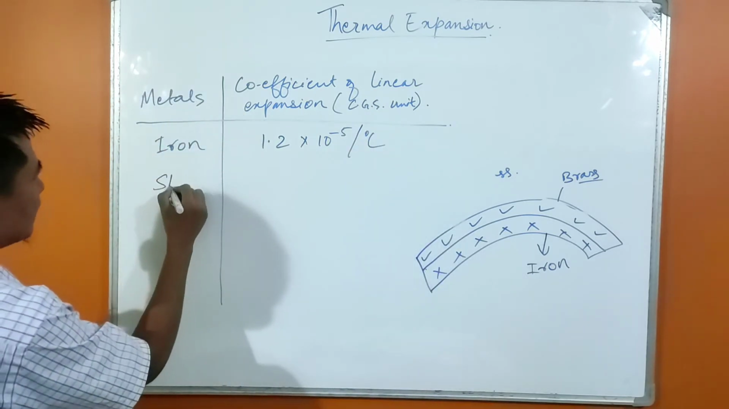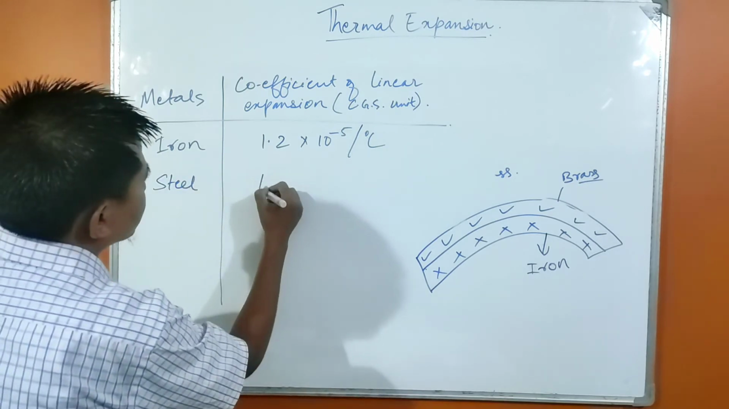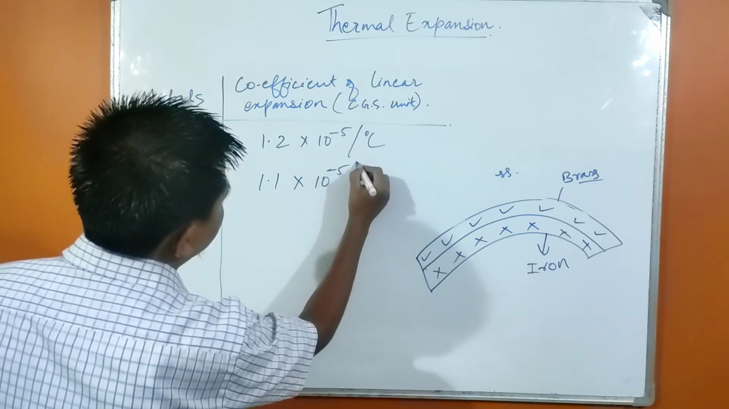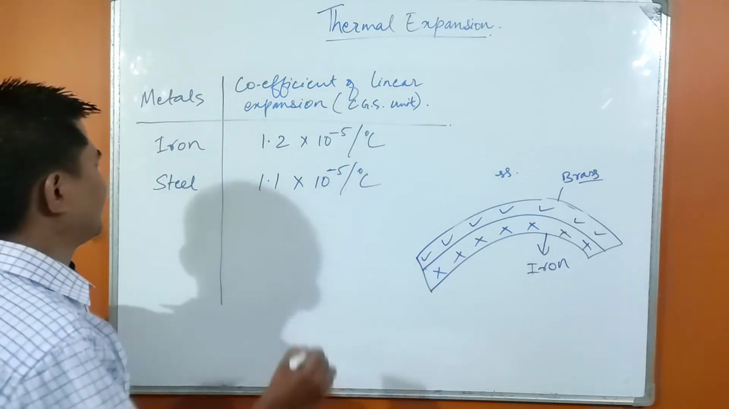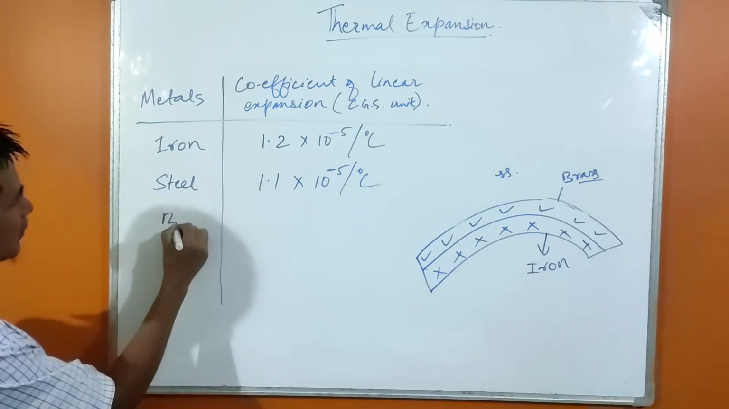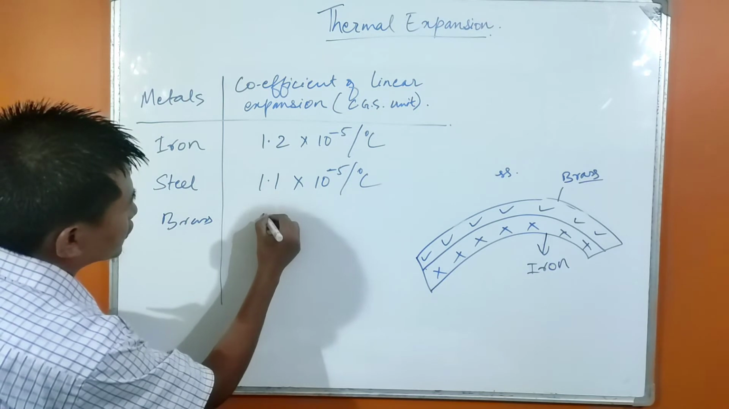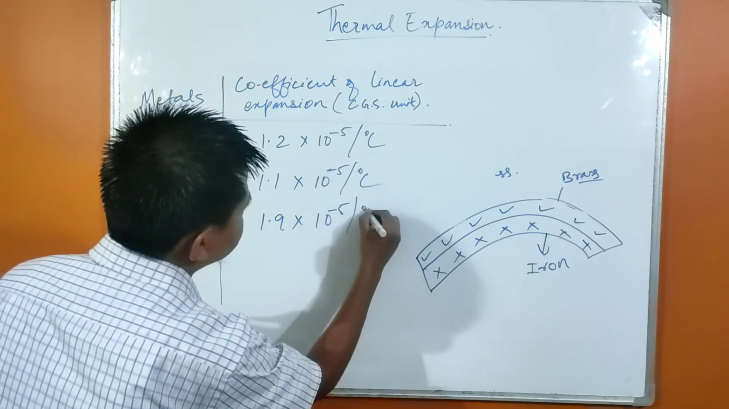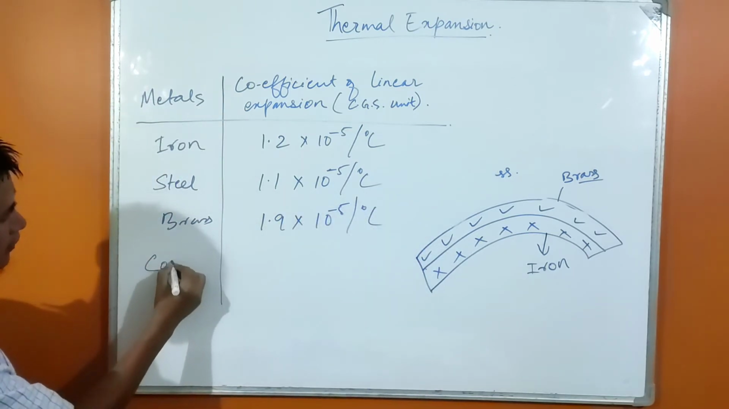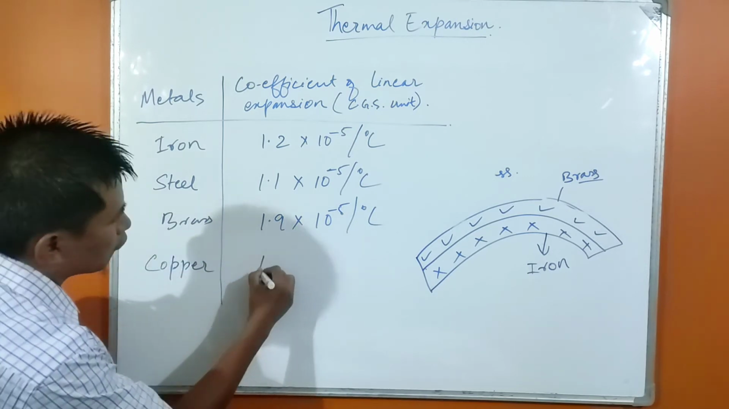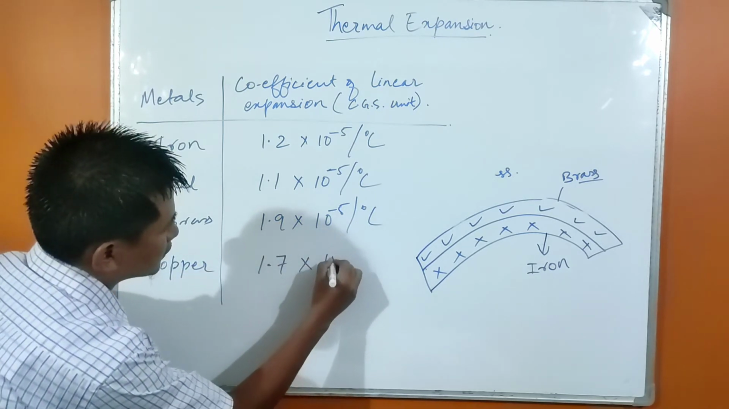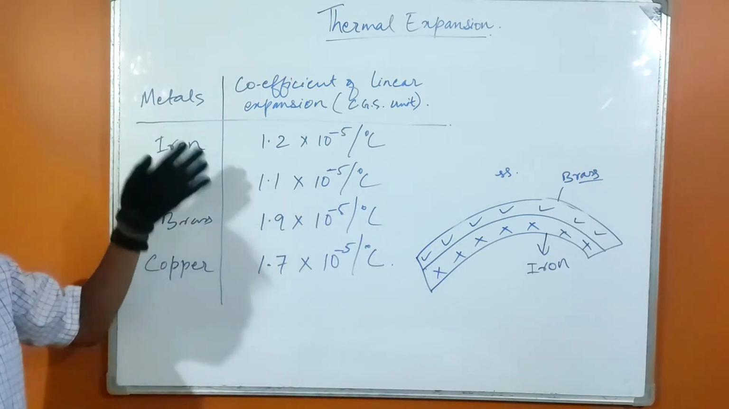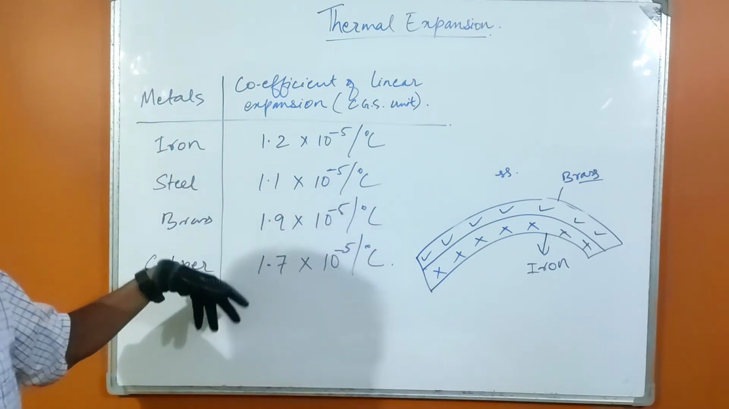If the metal is steel, then the coefficient of linear expansion is 1.1 × 10^-5 per degree Celsius rise in temperature. If the metal is brass, then the coefficient of linear expansion will be 1.9 × 10^-5 per degree Celsius rise in temperature. And if the metal is copper, then the coefficient of linear expansion will be 1.7 × 10^-5 per degree Celsius rise in temperature. This is just an example to show you, okay, this is a table.